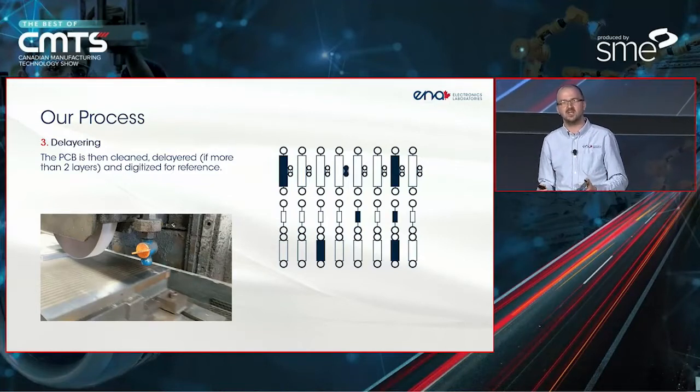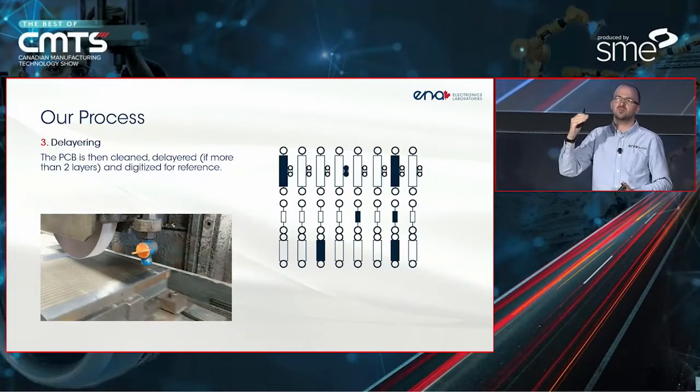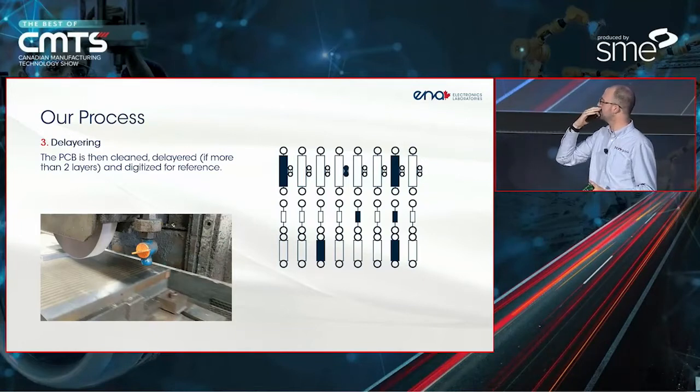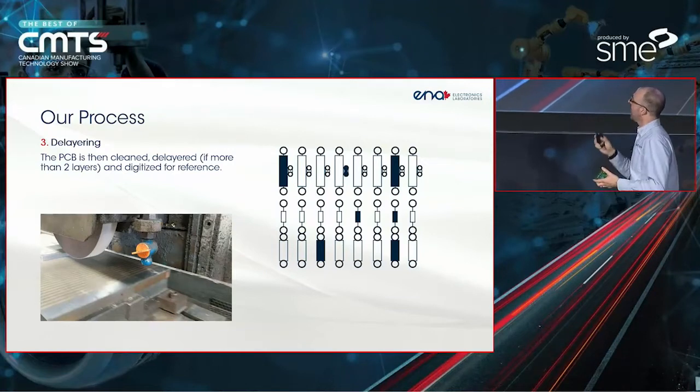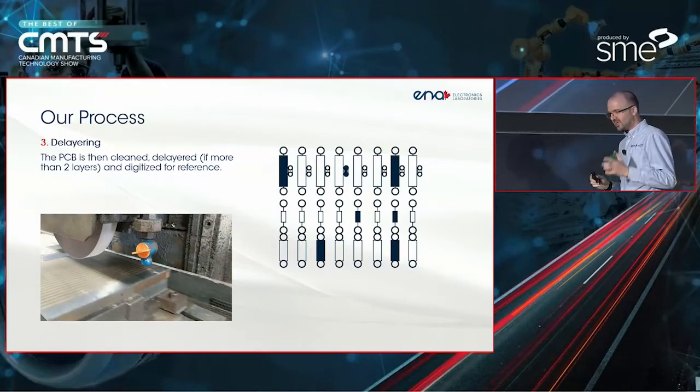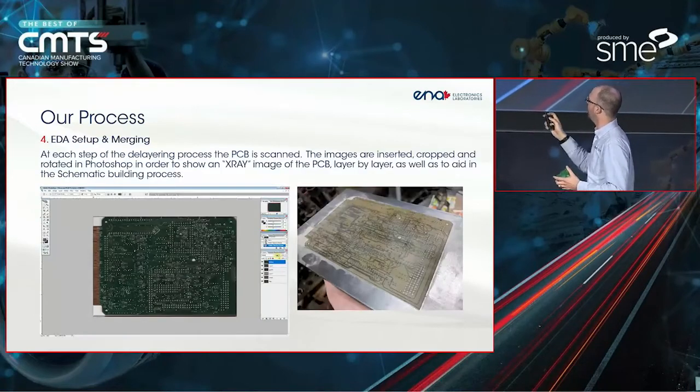There are X-ray techniques that we've done before to enable us to see through the layers, but the simplest and the cheapest route is to go via the grinding method, and that's what we're doing here. And then we digitize each layer. Now, once we've got the digitized layer, we come into what happens next.